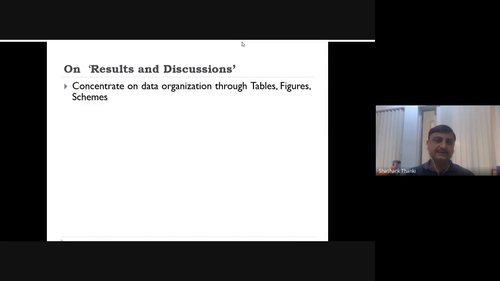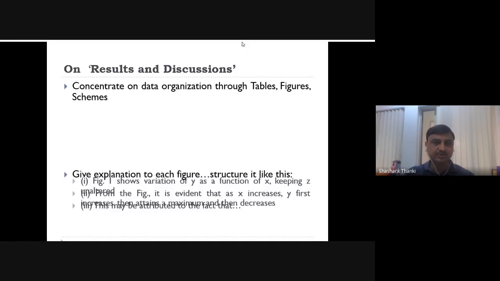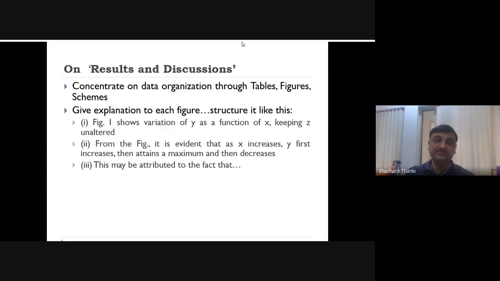Yes, results and discussion. Generally, we know that data organization is through a set of tables and figures and schemes, whatever you would like to include, but it should give explanation to each phase. Like this: figure 1 shows variation of y as a function of x, keeping the set unrelated or constant. It is evident that as x increases, y first increases, then again. So that is where you would like to present everything in tabular form, or in plot form or figures or some schemes. Which way of presenting your data is more appropriate, how the readers will be able to understand your outcome, that is very important when you are developing your results and discussion section.